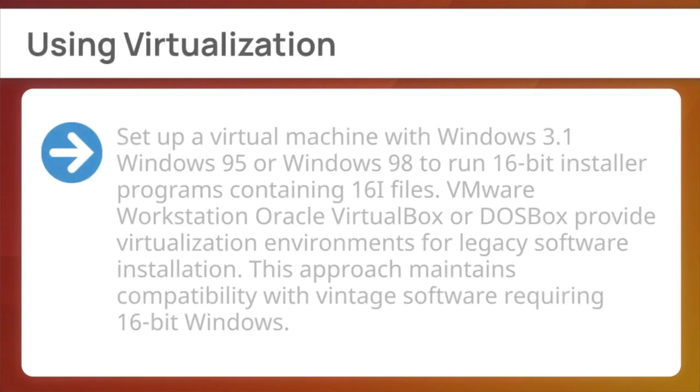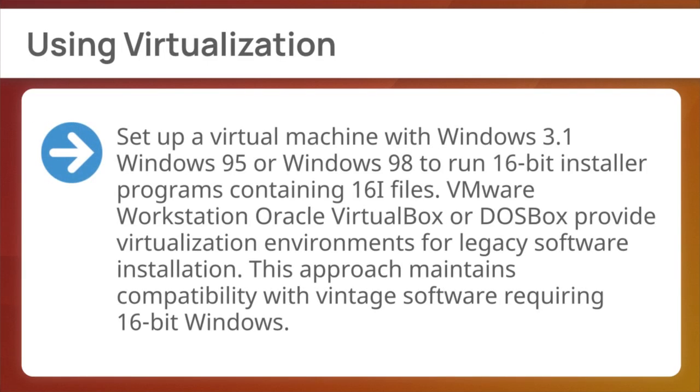Next, using virtualization. Set up a virtual machine with Windows 3.1, Windows 95, or Windows 98 to run 16-bit installer programs containing 16i files. VMware Workstation, Oracle VirtualBox, or DOSBox provide virtualization environments for legacy software installation. This approach maintains compatibility with vintage software requiring 16-bit Windows.